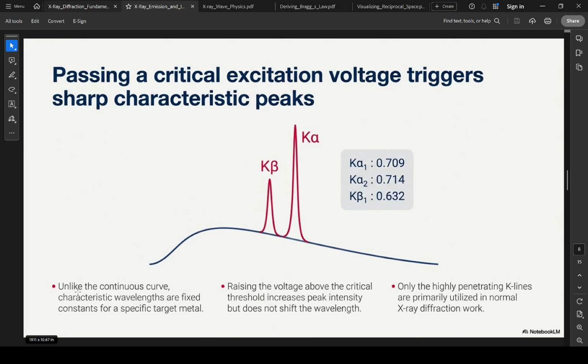And unlike continuous wavelengths, characteristic wavelengths are fixed constants for a specific target material. So raising the voltage above the critical threshold increases the peak intensity, but it does not shift the wavelengths. And only highly penetrating K lines are primarily utilized in normal X-ray diffraction work, and other lines are not normally used.